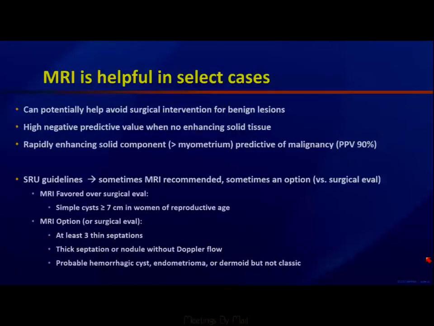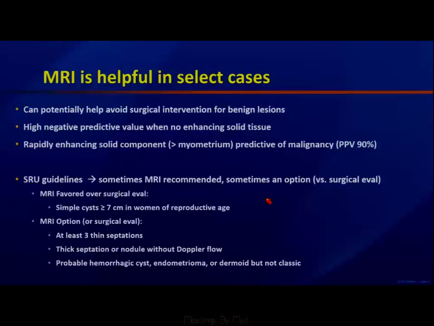So MRI is helpful in select cases. It can potentially avoid surgical intervention for benign lesions. It has a very high negative predictive value when there is no enhancing solid tissue. If you do see a rapidly enhancing solid component on your MRI where it enhances more than myometrium, that's highly predictive of malignancy.